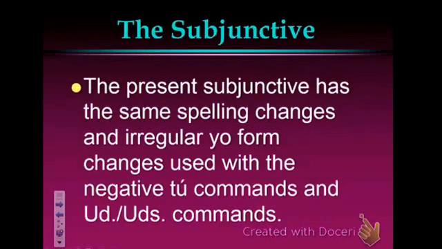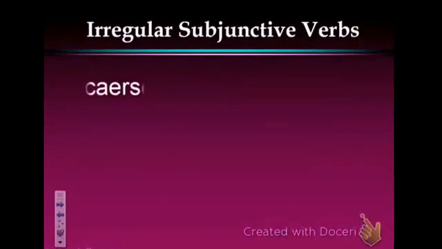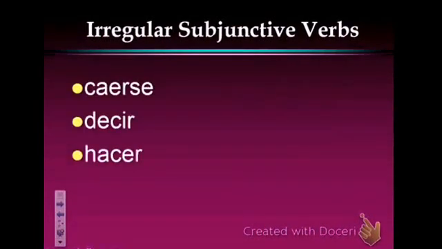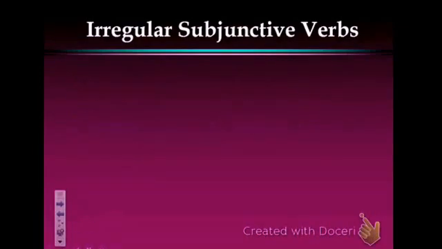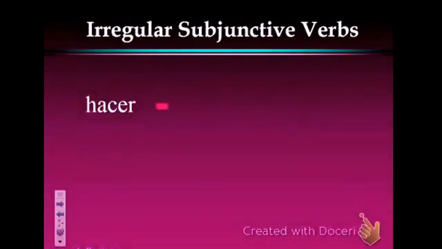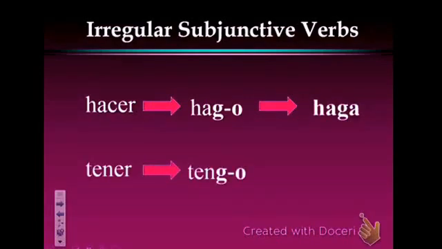The present subjunctive has the same spelling changes and irregular yo form changes that are used with the negative tú commands and with the usted, ustedes commands. So in negative commands, the irregular verbs that add a G to the stem in the present tense yo form also have a G in the present subjunctive. Caerse, decir, hacer, poner, salir, tener, traer. All of those are going to have a G. Hacer is going to become hago, and then subjunctive haga. Tener, the yo form is tengo. The present subjunctive form is tenga.